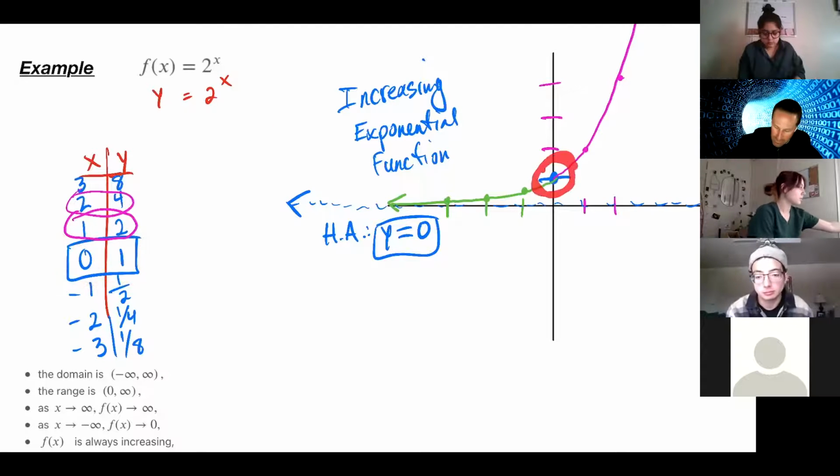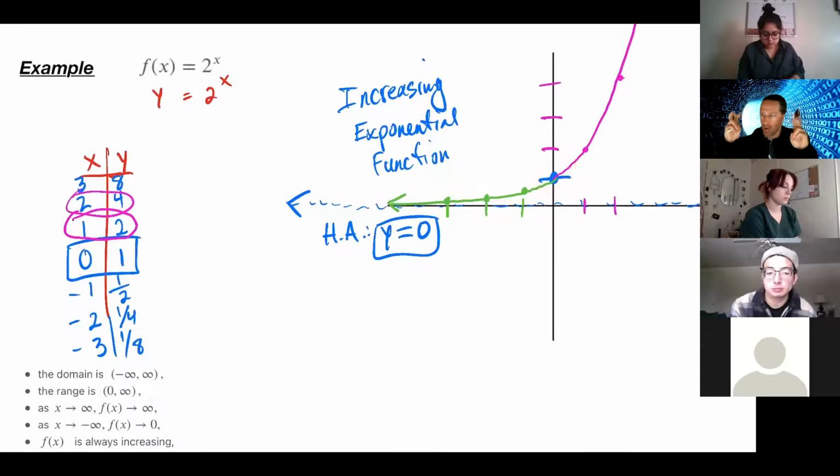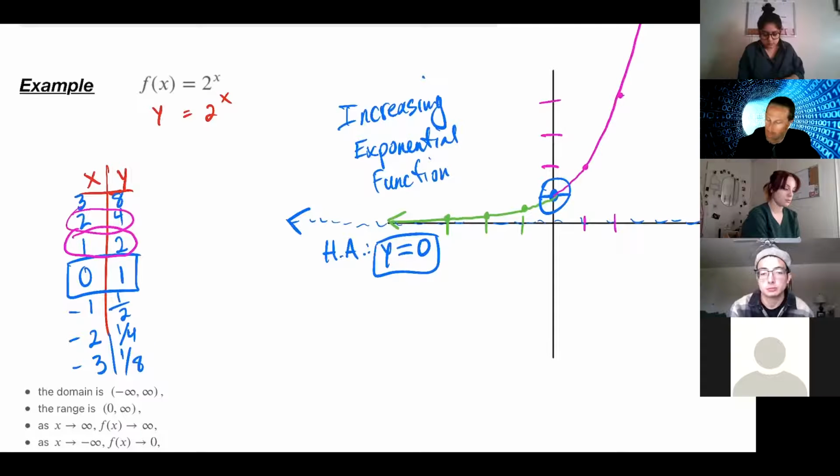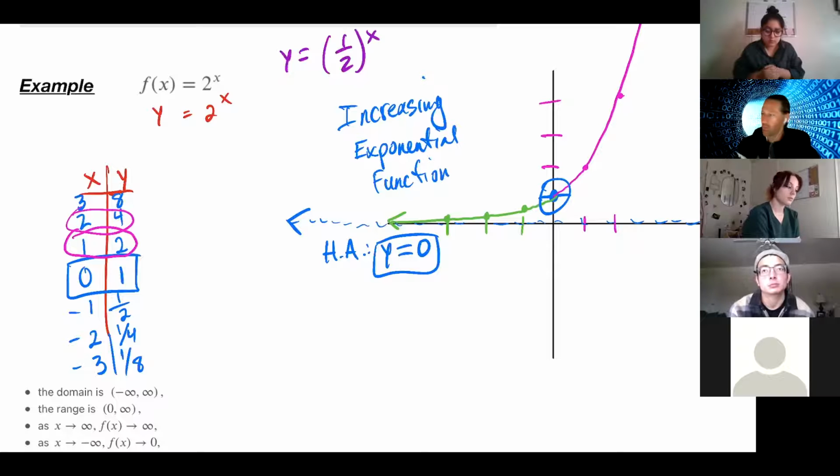So this is the key point. I'm going to call it our vertex again, that starting point, that key point that we're going to deal with over and over and over. It's actually called our Y-intercept as well. But if I wanted to change the values of this thing and rewrite it as y equals 1/2 to the x, 1/3 to the x, 1/5 to the x, any fraction between 0 and 1, then it would now do this.